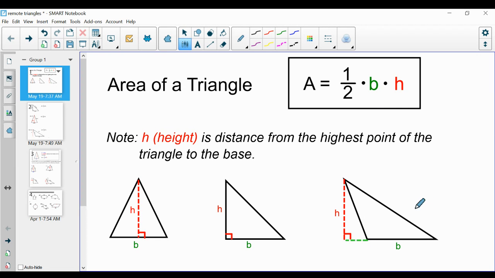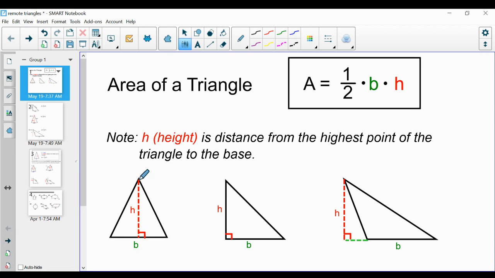The formula right up here at the top is 1/2 base times height. So the area of rectangles is just base times height. For the area of triangles that we're working on, we are going to multiply it by half, or take half of that. So the only real thing that you need to note here is the height.